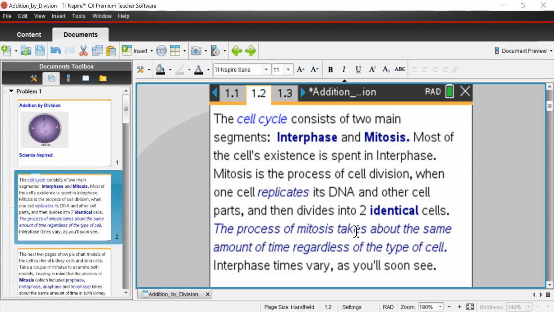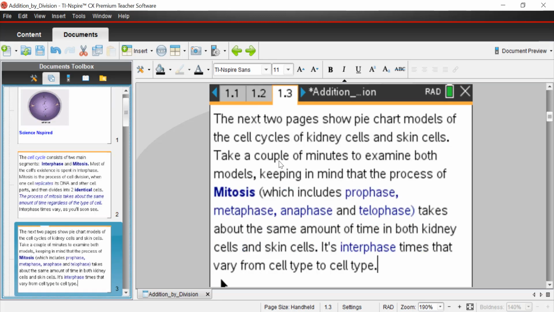The process of mitosis takes about the same amount of time whatever the cell type is: skin cell, liver cell, kidney cells. The mitosis portion takes about the same amount of time, usually about 24 hours to go through the complete mitotic cycle, which is pretty cool. So just about any cell in your body is going to go through this in about the same time, whereas during interphase, that's where it's different from cell type to cell type. We're going to explore some of this here in a few minutes.